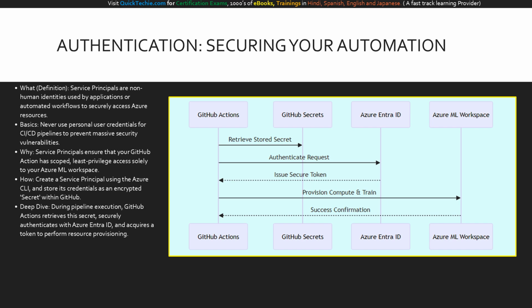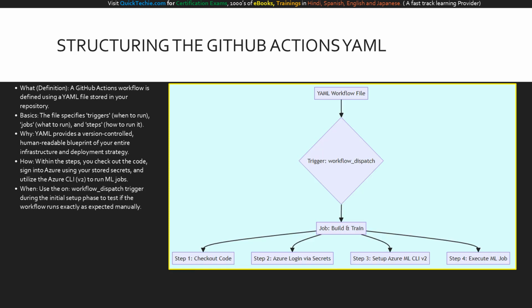This sequence diagram breaks down the highly secure authentication handshake. When the GitHub action starts, it reaches into GitHub secrets to retrieve our stored service principal credentials. It passes these to Azure Entra ID. Entra ID verifies the credentials and issues a secure, temporary token. Finally, GitHub Actions uses that token to communicate with the Azure ML workspace to provision resources and initiate the training job. Now, let's look at the blueprint of our automation, the YAML file.